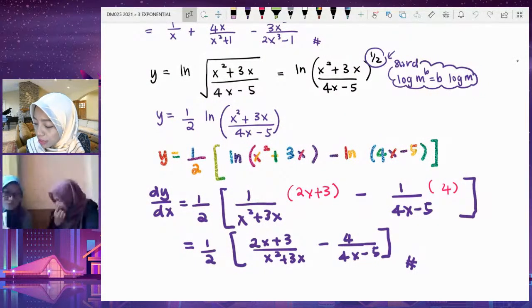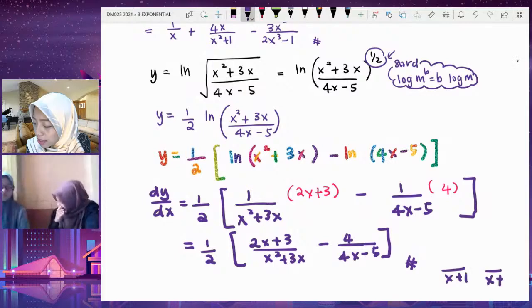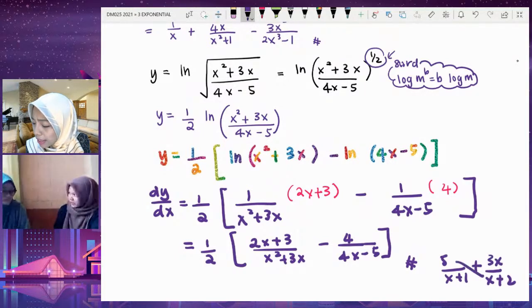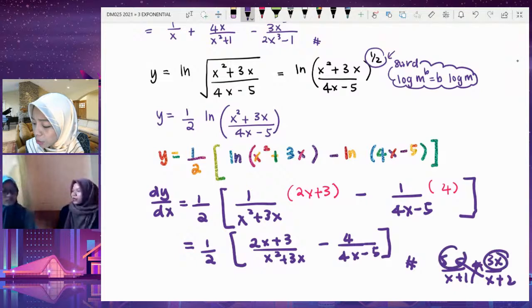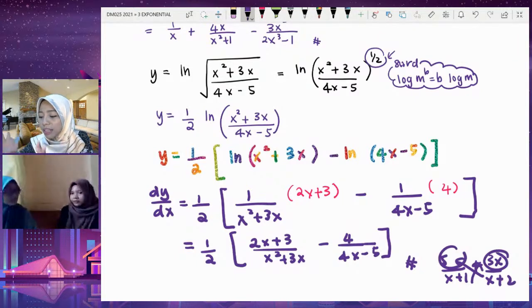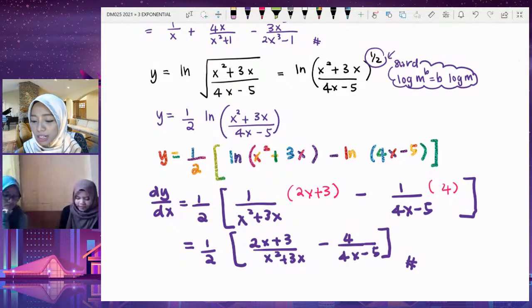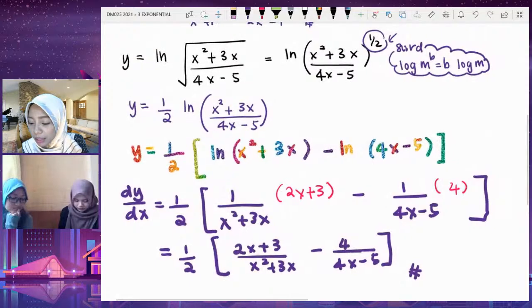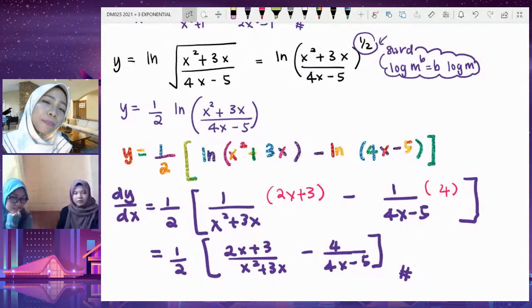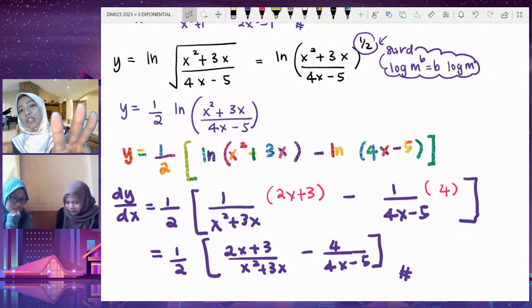Unless you see this is x plus 1, this is x plus 2. Obviously if you don't expand, this and this can simplify further because you get 5x, and that one gets 3x square, whatever. But what is actually being tested here is the log properties and how you differentiate the ln function correctly. So until this point is already sufficient. Okay, understand or not? I leave these 3 questions to you.